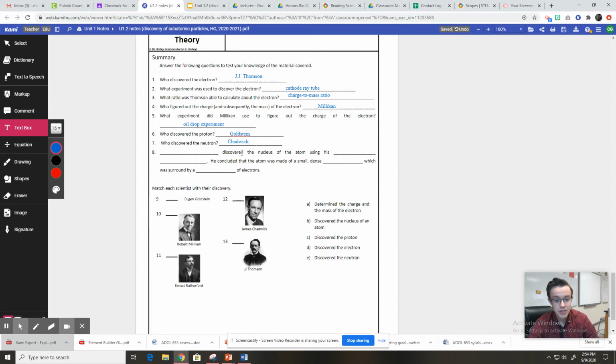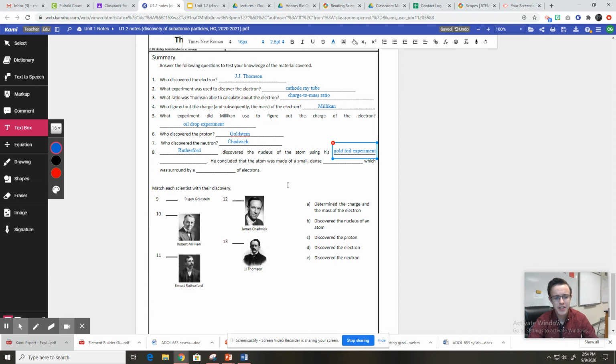All right. Now, who discovered the nucleus of the atom? This was a guy, and you're going to learn more about him in the next part in 1.3, but we're going to introduce him here. His name is Ernest Rutherford, Rutherford with an R. And he discovered the nucleus of the atom using his gold foil experiment. That'll go down in that blank too there. So his gold foil experiment.